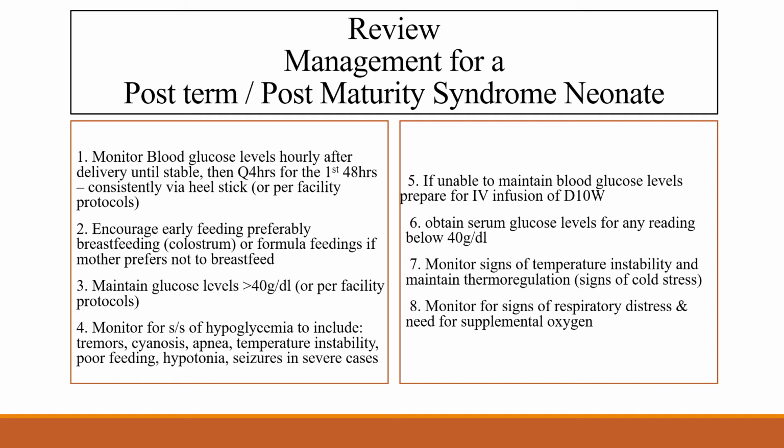Remember, we're going to do 4 to 6 milligrams per kilogram per minute for IV infusion, and that's usually the standard of care. We're going to obtain serum glucose levels for any readings below 40. We're going to monitor for signs and symptoms of temperature instability, and for thermal regulation and signs and symptoms of cold stress. And we'll talk about cold stress probably in another lecture.